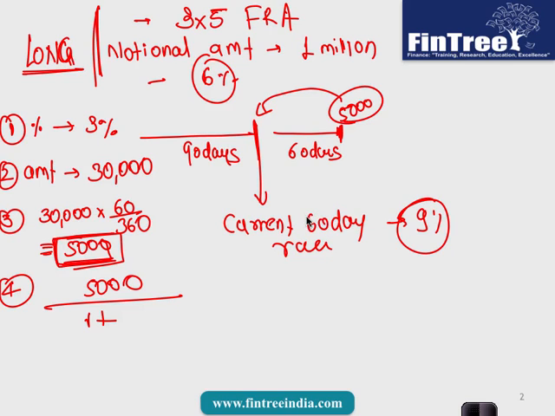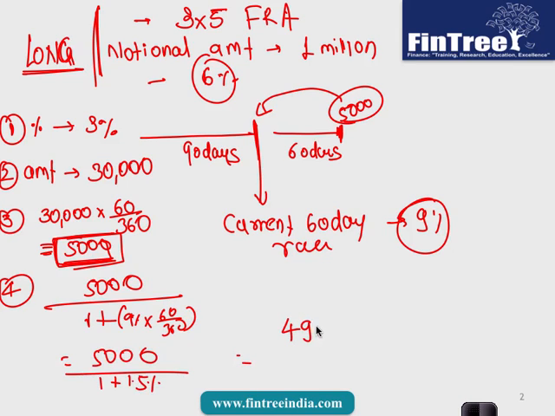Current market rate is what? 9%. So we will say 9% into 60 by 360. So that would be 5,000 divided by 1 plus 1.5%. So that would be 4926 or 5. How much? How much is that? 4926. Fine. So this is the value of the contract today.